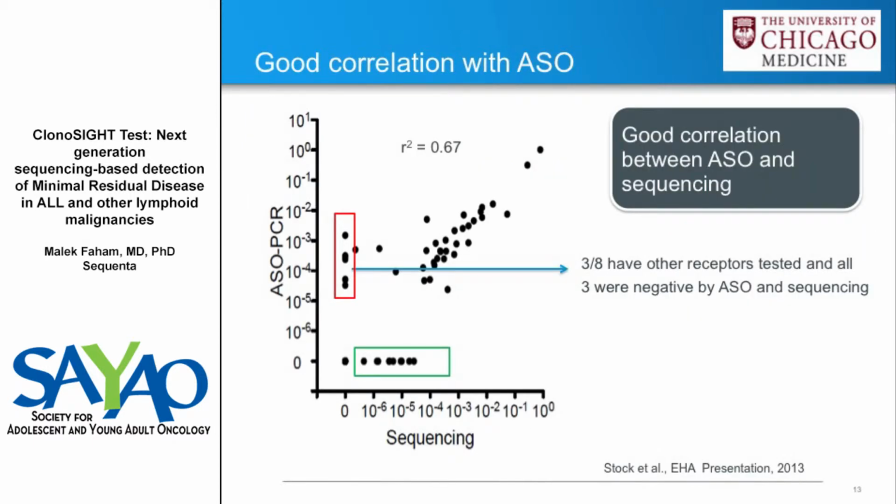This is a comparison now with allele-specific PCR, with Dr. Wendy Stock's data, where again we have a very nice correlation between the two platforms. Again, we get this sensitivity advantage with the sequencing, and then there are some samples here that are positive by ASO and negative by sequencing. Obviously, we don't know what happens to them. There are 8 points here, and 3 of them have other receptors tested by ASO and by sequencing, and they all look negative.